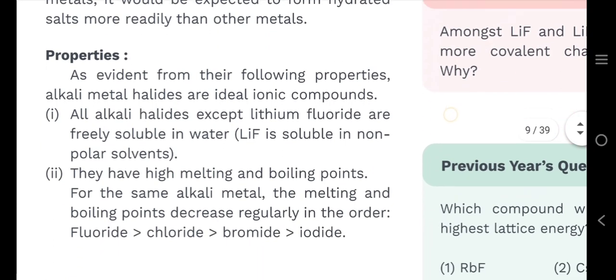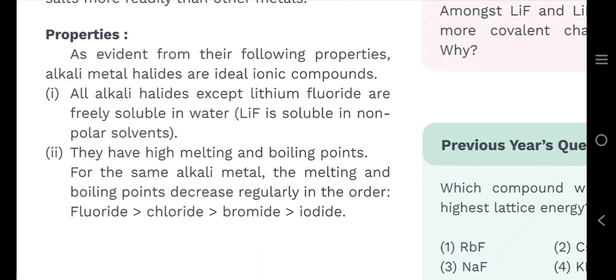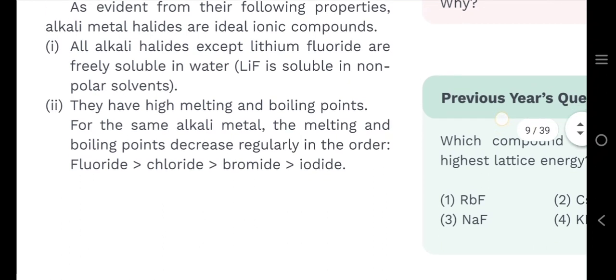Properties: as evident from the following properties, alkali metal halides are ideal ionic compounds. All alkali halides except lithium fluoride are freely soluble in water. LiF is soluble in non-polar solvents. They have high melting and boiling points. For the same alkali metal, the melting and boiling point decreases regularly in the order fluoride, chloride, bromide, and then iodide.